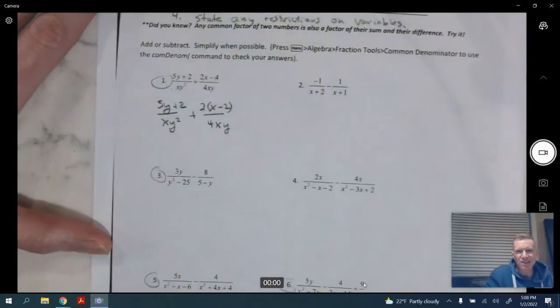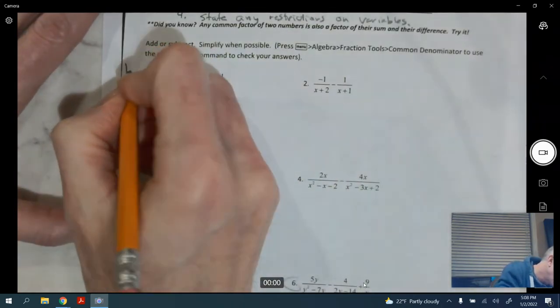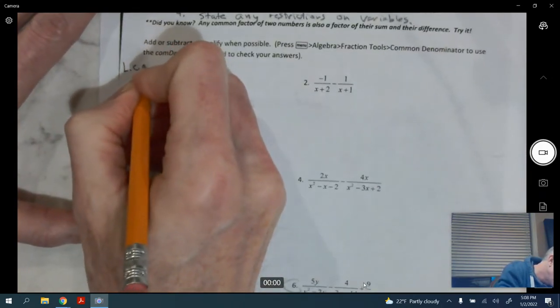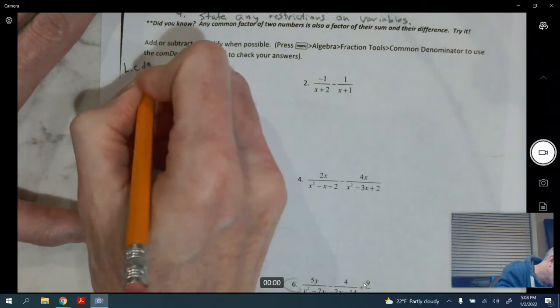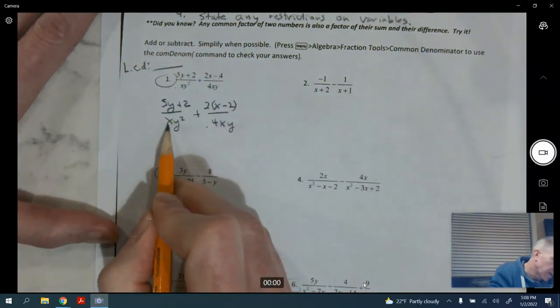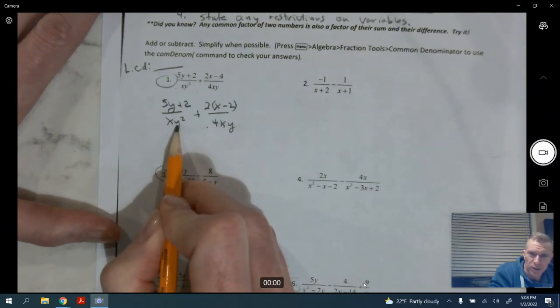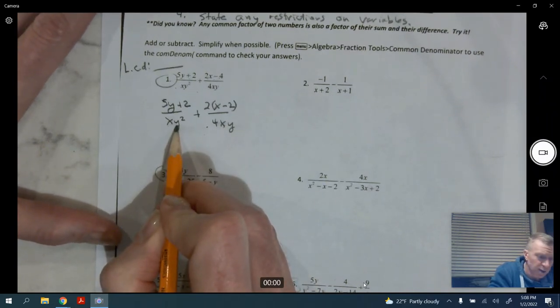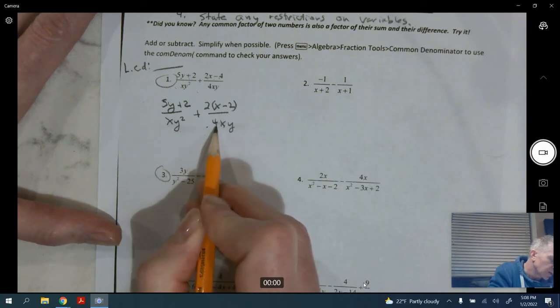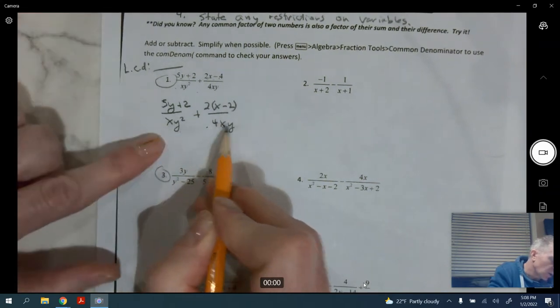Now, what is your least common denominator, your LCD? Well, here we've got an x, here we've got an x. Here we've got a y, but we've got a y squared there, so we know we need y squared. We need a 4. So our least common denominator is going to be 4xy squared.